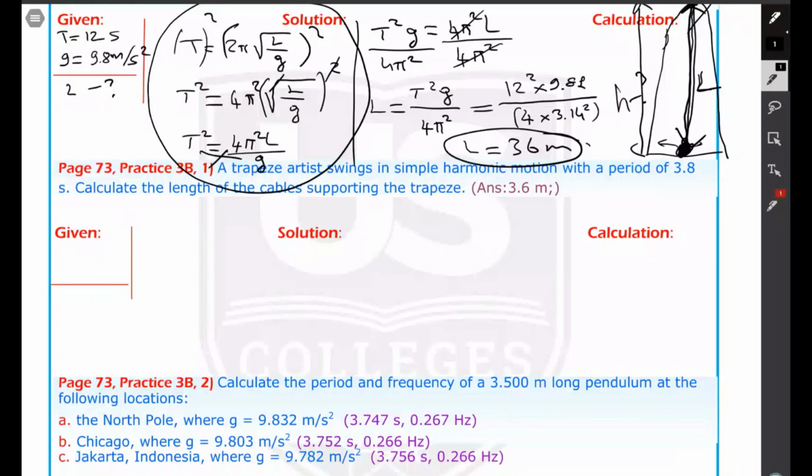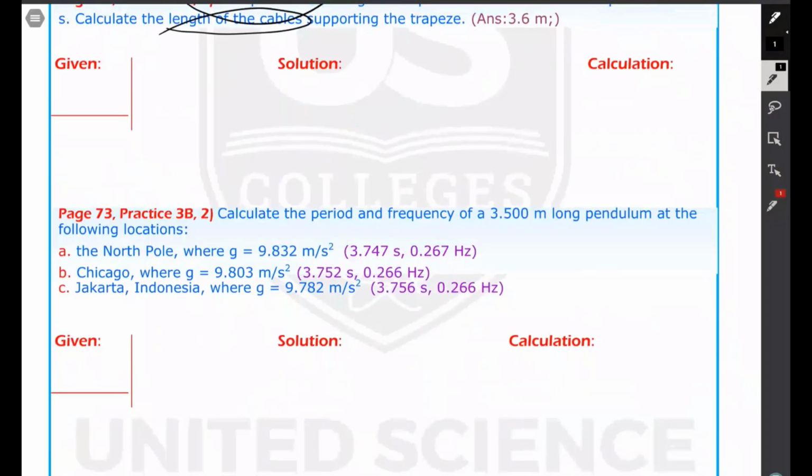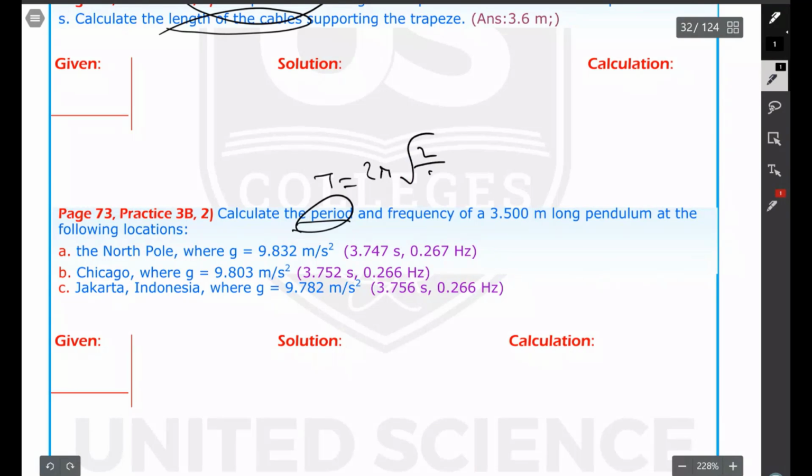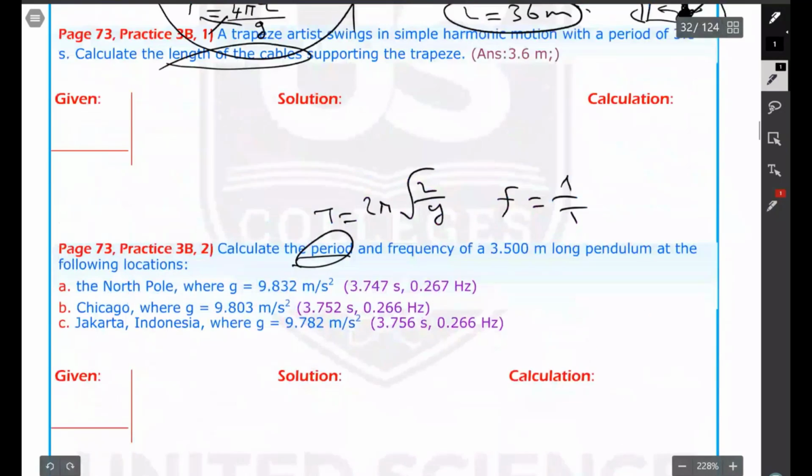For example, practice 1 is asking about the length again. We know how to calculate the length. And in practice 2, you will calculate period and frequency. First, you will get the period from the equation. You know that T is equal to 2 pi root L over g. And the frequency, remember, is 1 over T. So you will first get the period, and after that you will get the frequency 1 over T, for A, B, and C. You will do them, so I'm not going to do them. This is so easy.